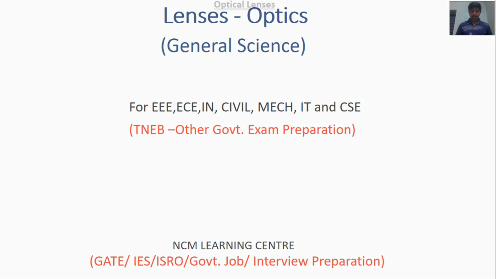Let me discuss. Mainly the optical lenses are classified into two. One is convex lens and another one is concave lens. The symbol of convex lens is like this. Mainly the lenses have three rules.